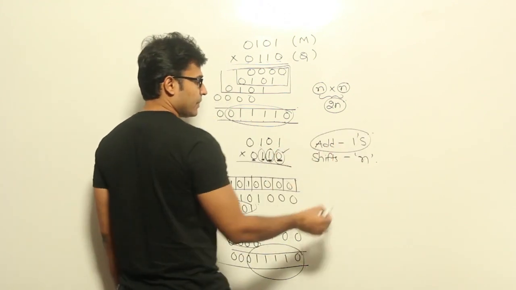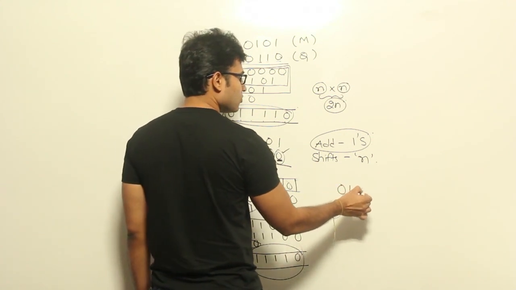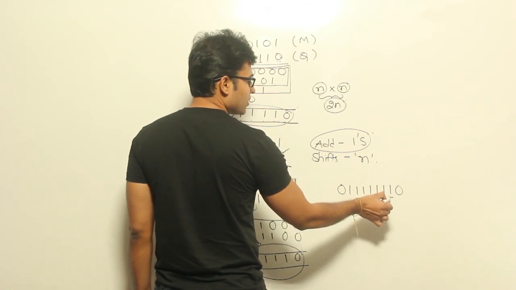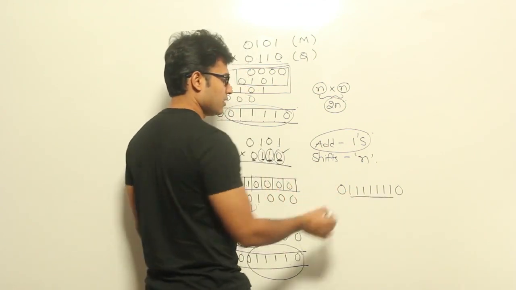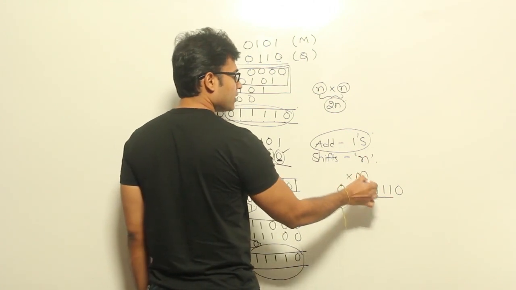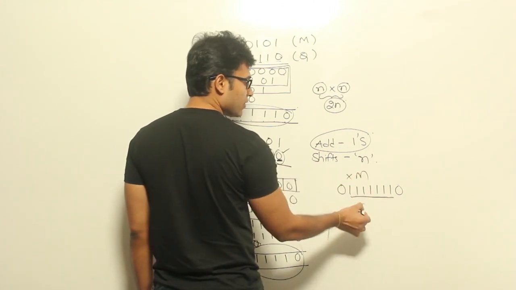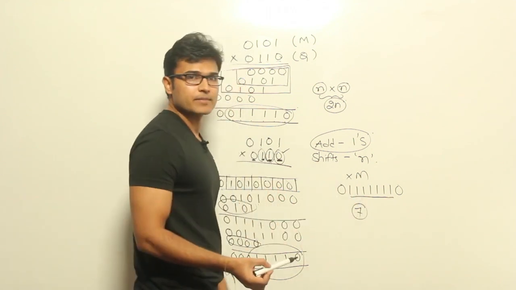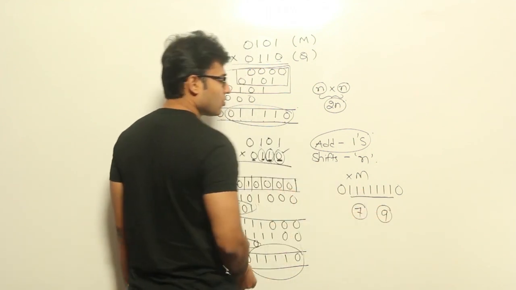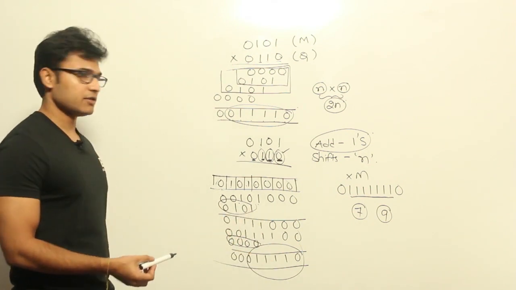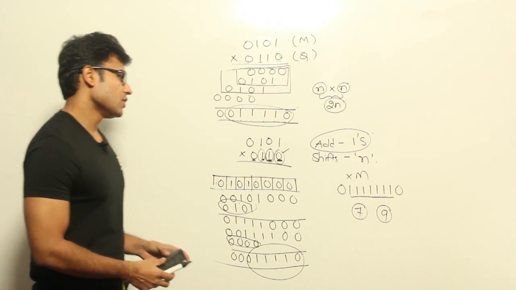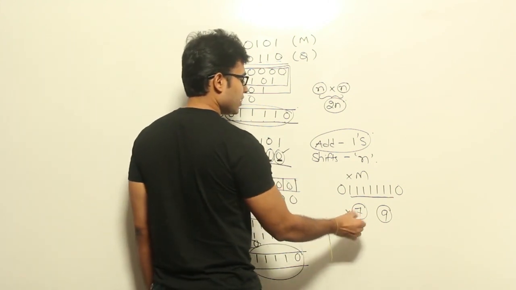See, let us say in this case 0 1 2 3 4 5 6 7 0. How many ones are there? 7 ones are there, right? So in order to do this, if we have to multiply with any other number, the number of additions required will be 7, right? And the number of shifts required will be 9. But then if you are going to use Booth's algorithm, it will be better. So let's see how Booth's algorithm will be able to reduce the number of additions required in this case.